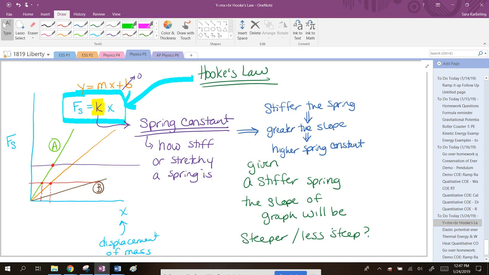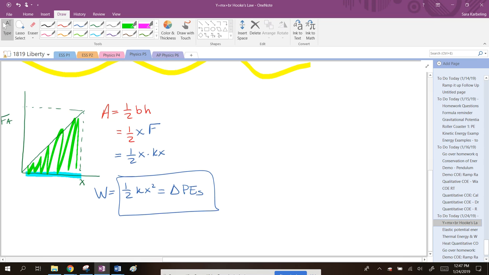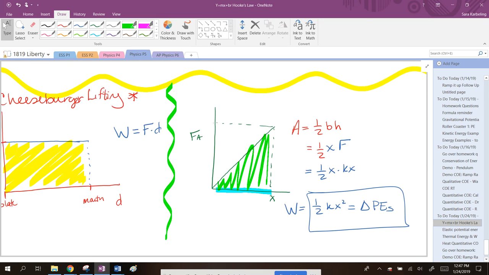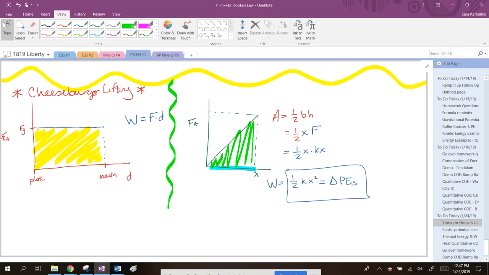So it's the spring constant. It's how stiff or stretchy the spring is. The stiffer the spring, the greater the slope. The greater the slope, the higher the spring constant, okay? And then we took from that an opportunity to define spring potential energy.